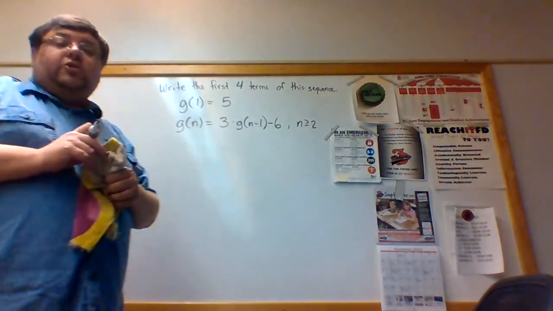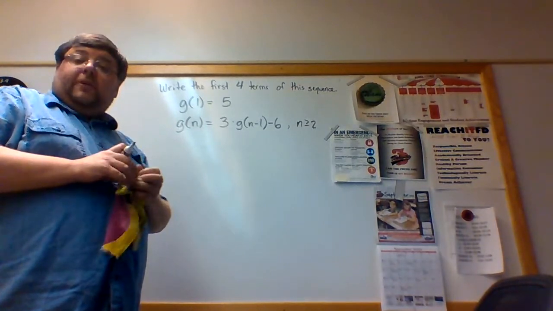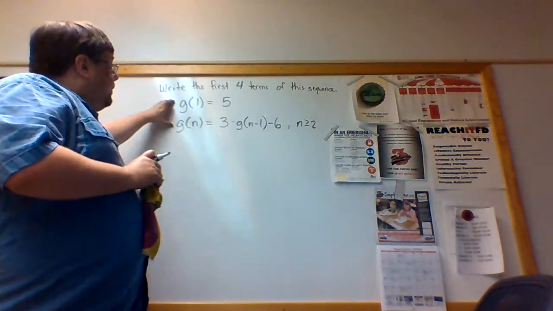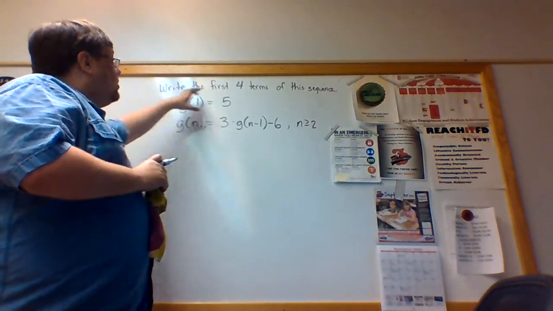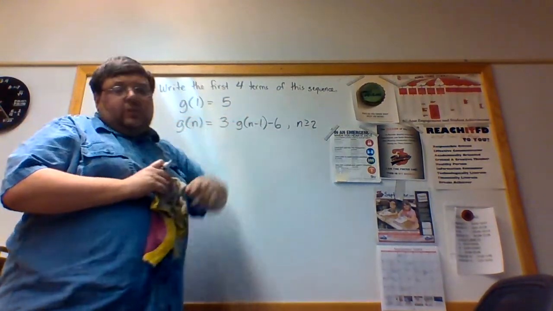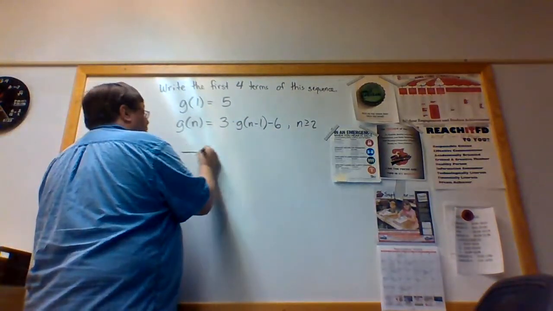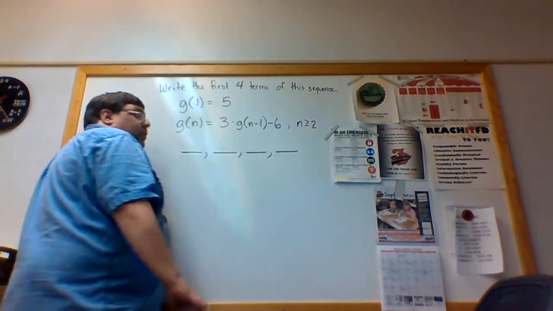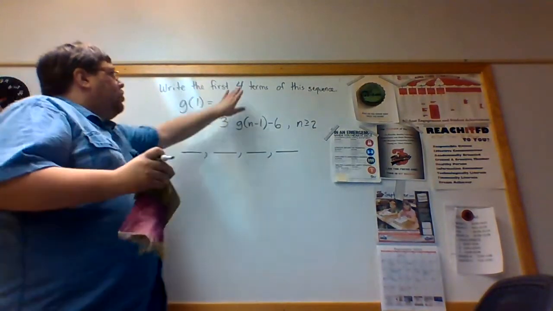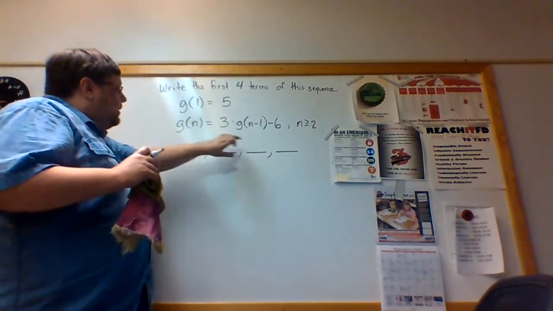All right, so this time we're going to try to do something a little bit different with our recursively defined function. So we've got a recursively defined function given to us this time, and our instructions ask us to create the first 5 terms of the sequence that represents. So I'm going to put in 4 blanks here for our 4 numbers that we're trying to find. Now we could keep going past that, but instructions just ask us for 4.